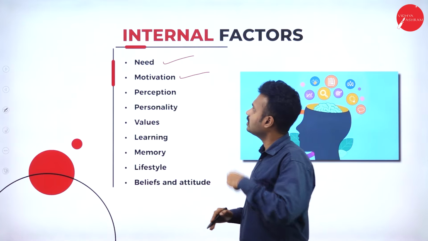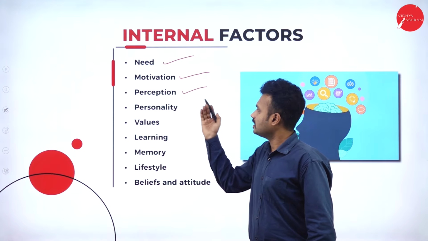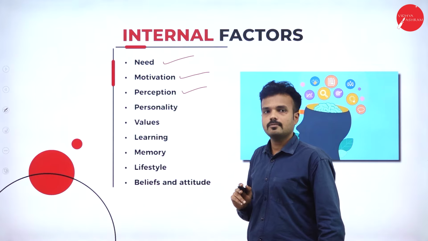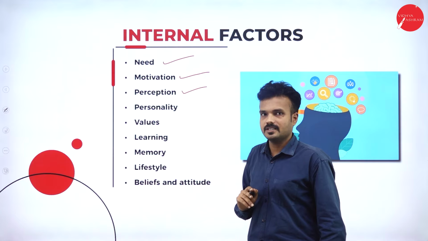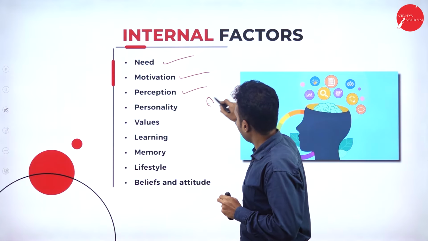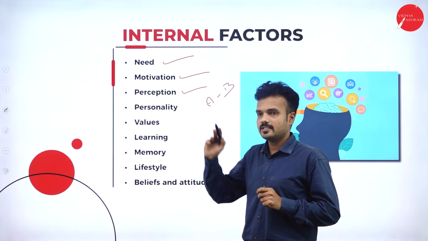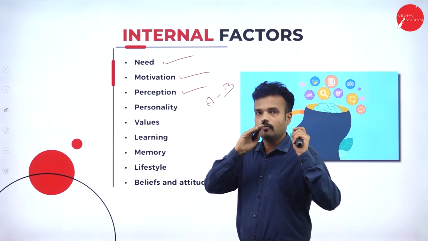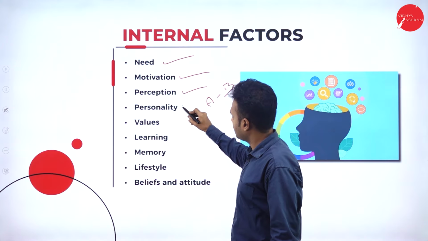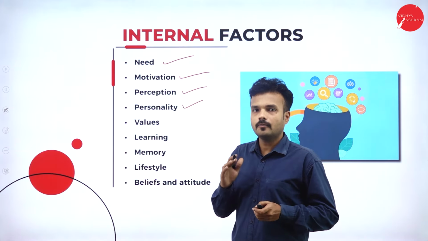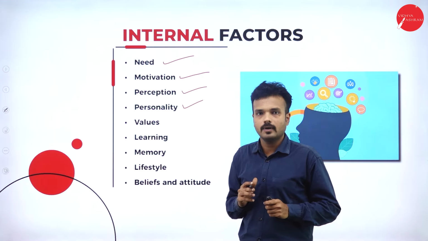Next factor that influences the consumer is the perception. What do you mean by perception? Perception is the process by which the individual selects, organizes and interprets the product or the information. Hence, person A's perception is completely different from person B's perception. Hence, this perception varies from one category of people to another category of people. The next one is the personality. Hence, the perspective of one group of people is completely different from the perspective of another group of people.